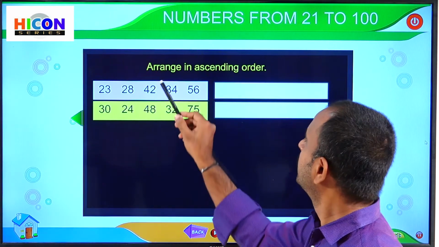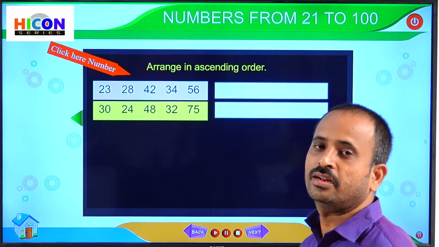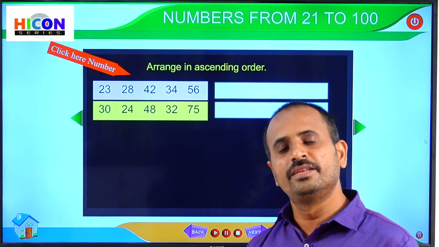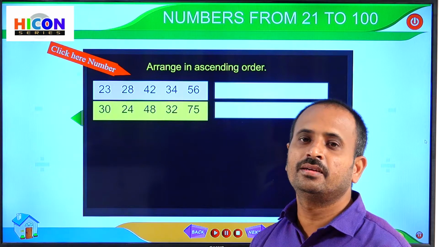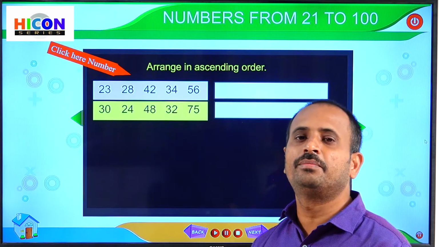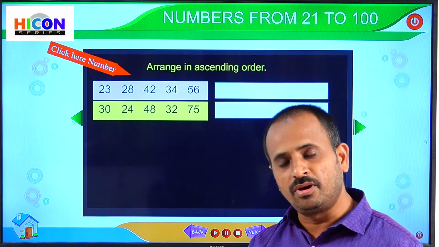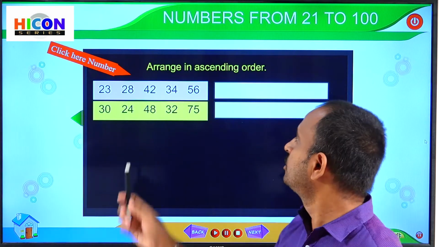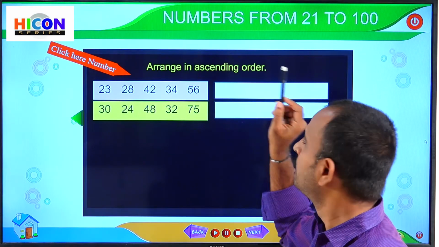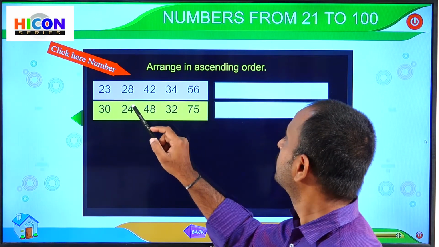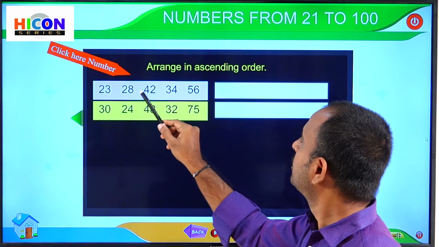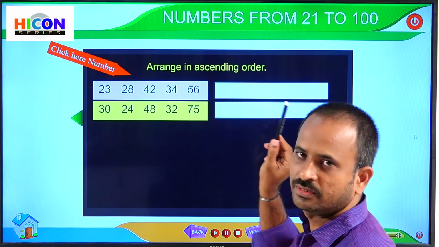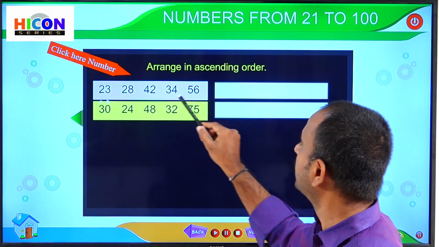So arrange in ascending order. Children, we have already practiced some problems on ascending order and descending order. What is ascending order? Arrangement of the given numbers from smallest number to greatest number. So arrangement of numbers from smallest to greatest is called ascending order. See the first problem. We have to write these numbers from smallest to greatest. So write the smallest number first. What is the smallest number among these?